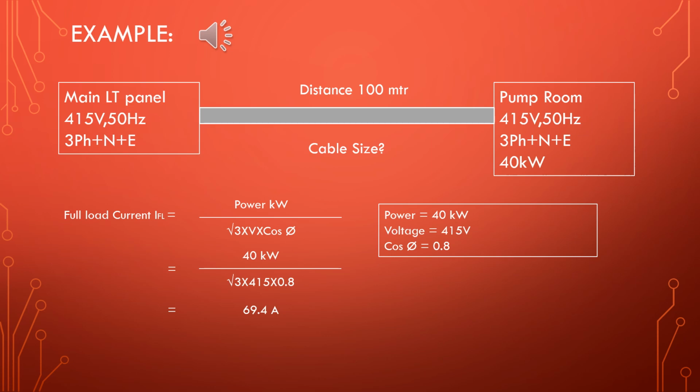We have to transmit power from main low voltage panel to pump room. Load at pump room is 40 kilowatts and distance between main low voltage panel and pump room is 100 meters. First we will calculate full load current assuming power factor is 0.8 as shown in the slide. Our full load current will be 69.4 amperes.